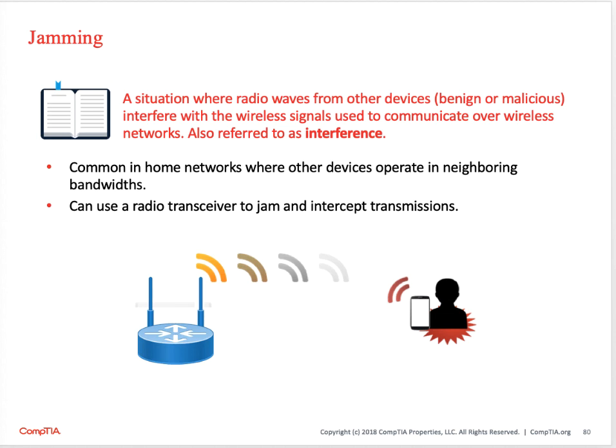Another thing that could happen, though, is attackers can purposefully use a radio transceiver to jam or intercept connections, right? Transmissions. You can actually buy these jammers online on Amazon. I do believe it's illegal, so I wouldn't try it.